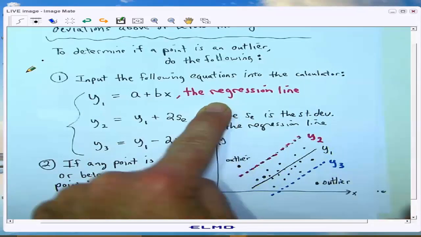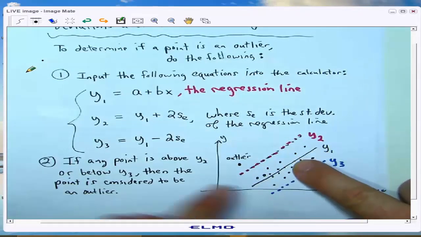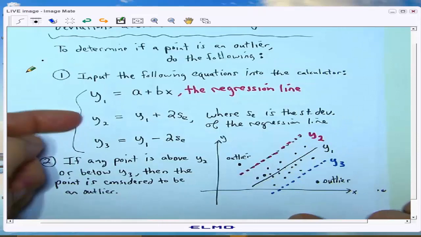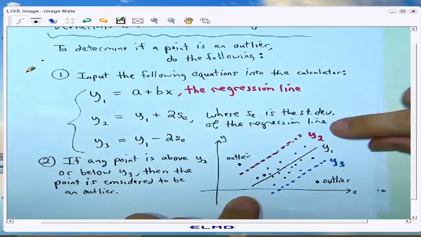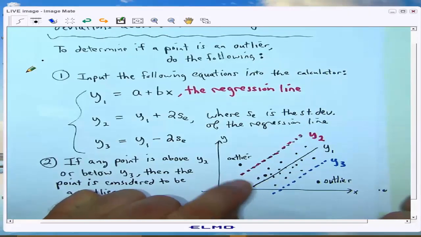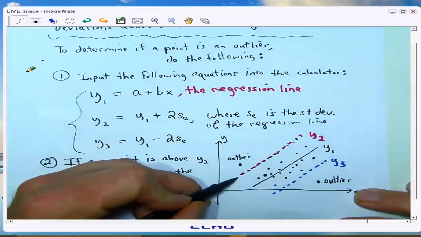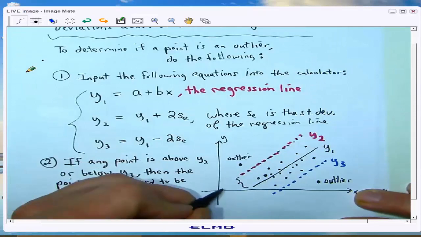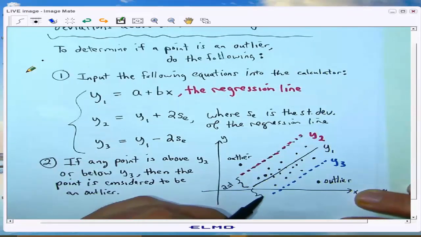And over here on my diagram, that's this black line, the regression line. Y2 is the line Y1 plus 2 standard deviations. That's the parallel line to the regression line, this red line, which is 2 standard deviation lengths away. So this distance right here would be 2 standard deviations. And this distance from the regression line to Y3 would also be 2 standard deviation lengths.